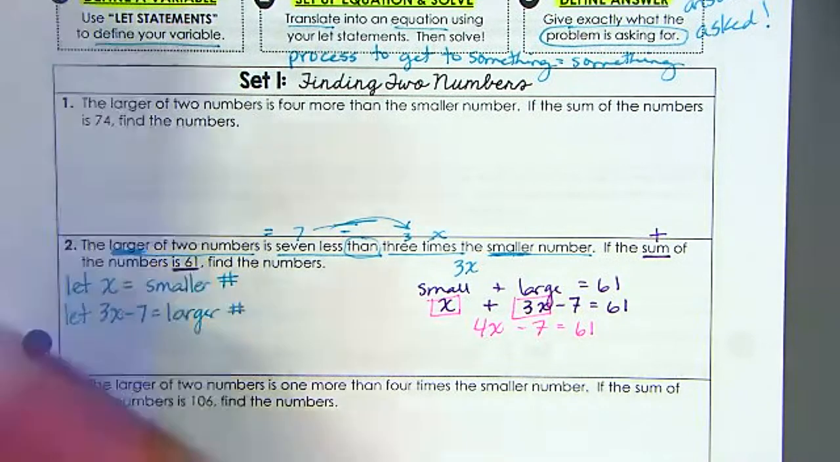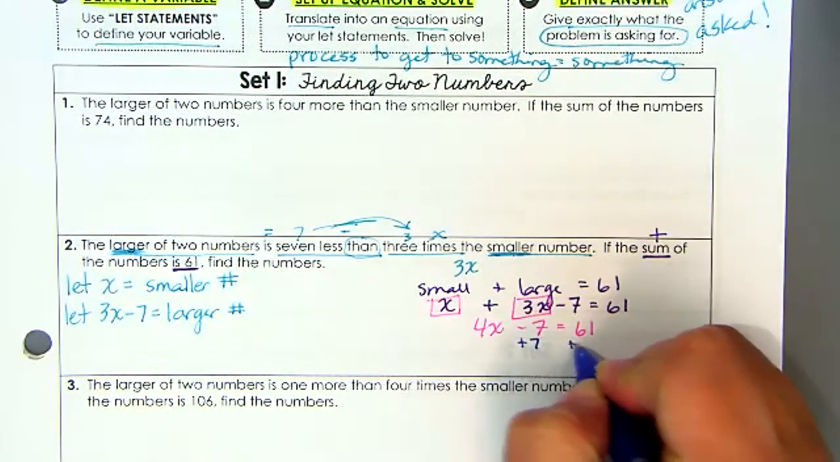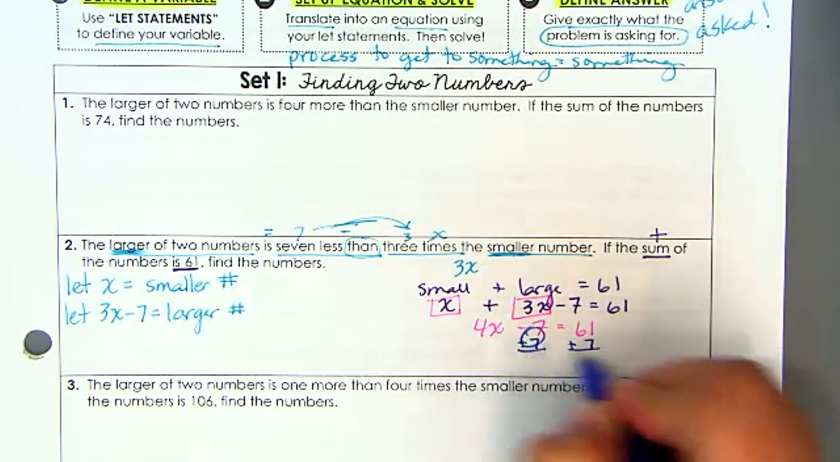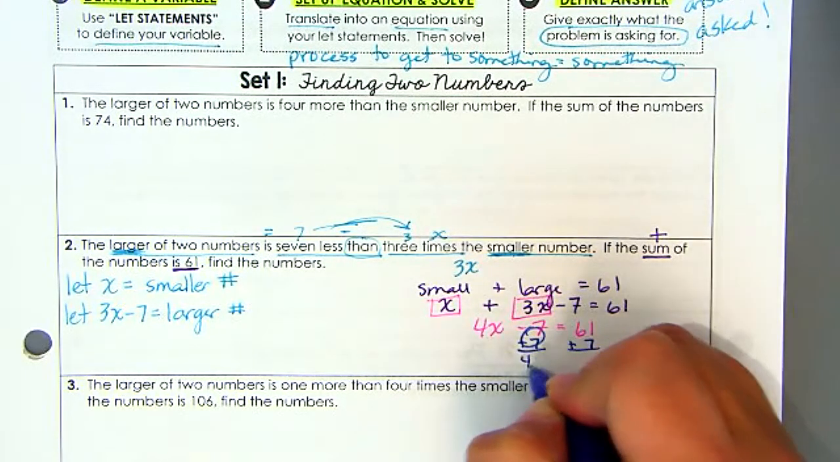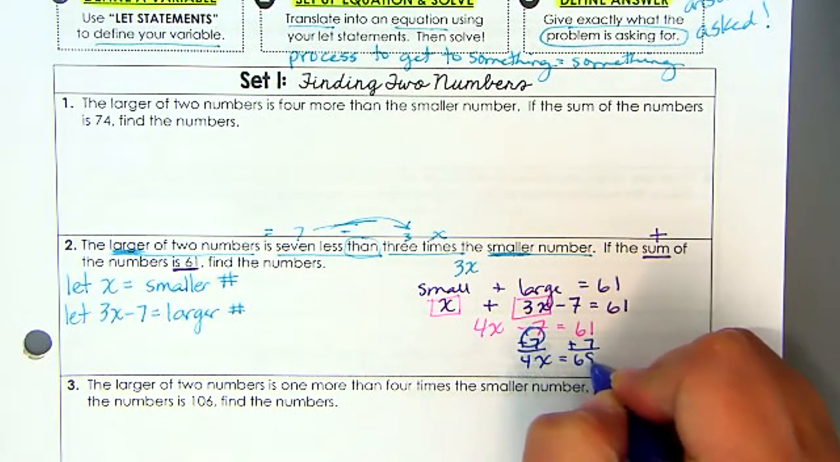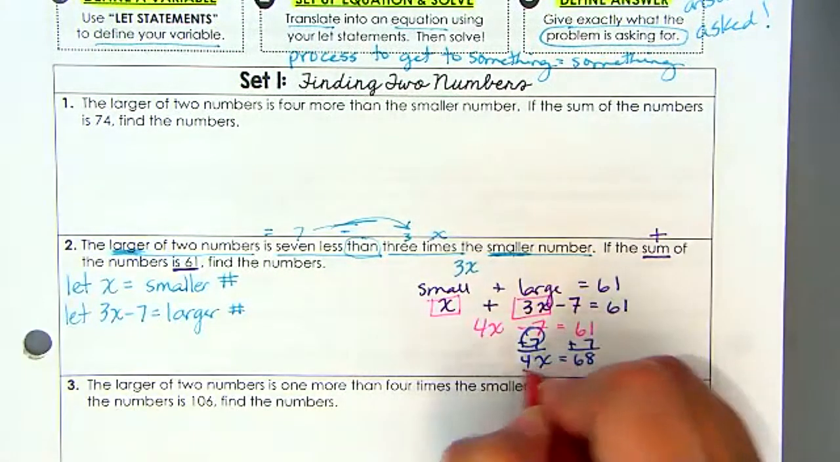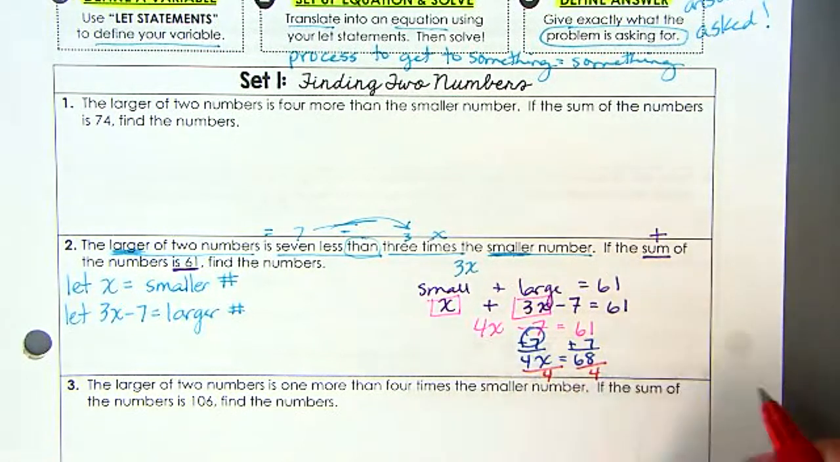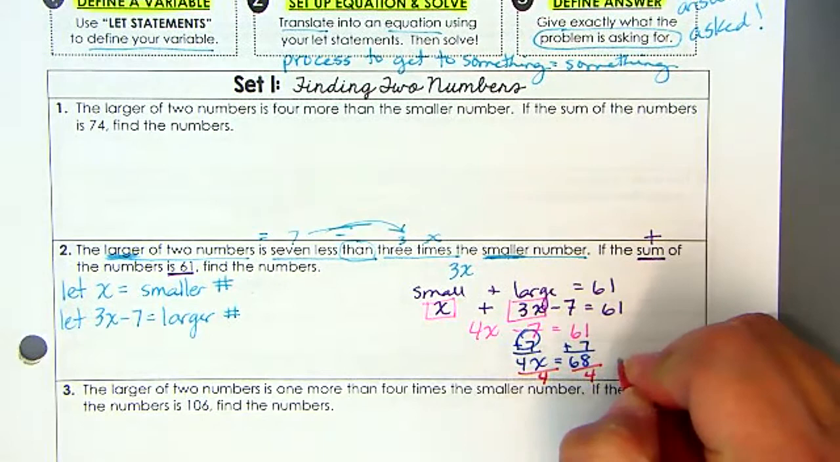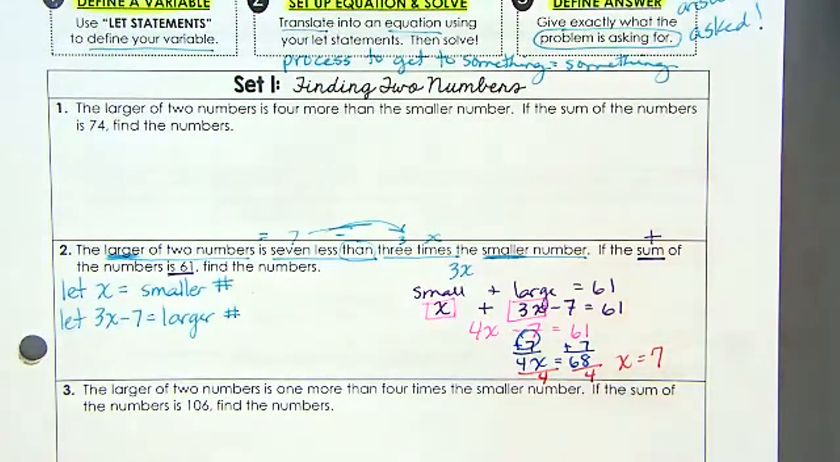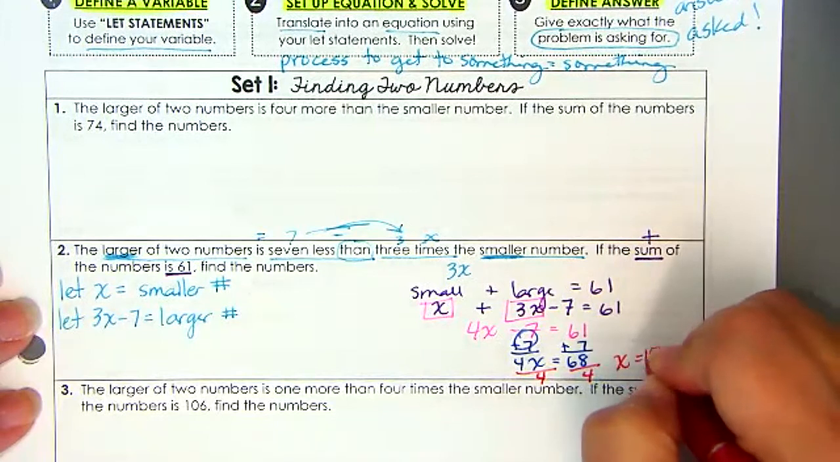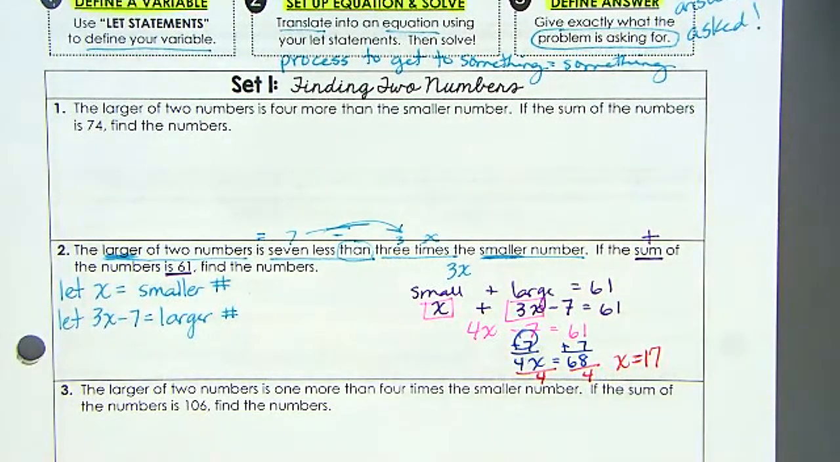And now I continue to solve. So I'm going to add 7. This zeroes out, and I now have 4x equals 68. Divide by 4, divide by 4. And this is when it's very nice to have the handy dandy calculator. And I get 68 divided by 4, which is, not 7, 17. X equals 17.